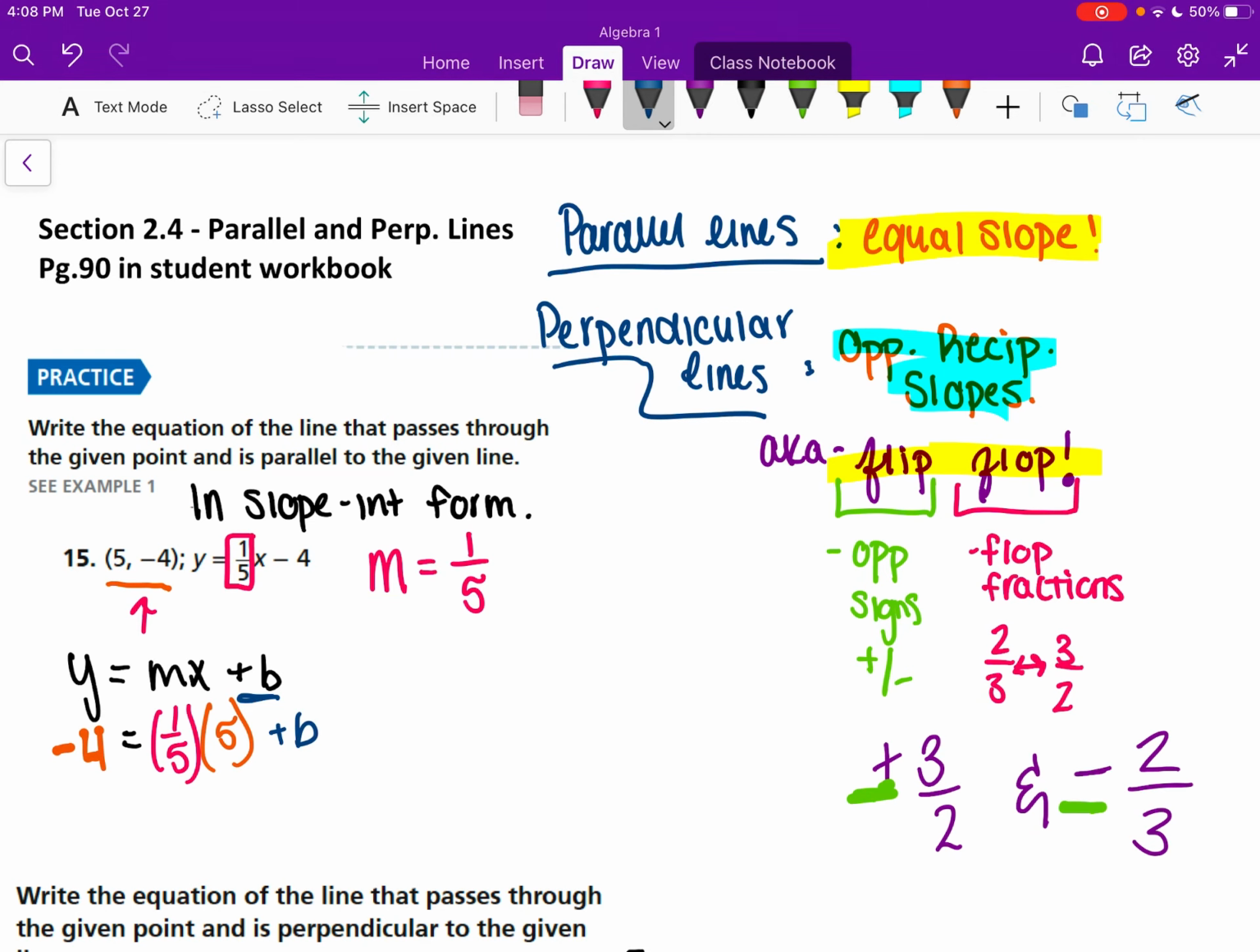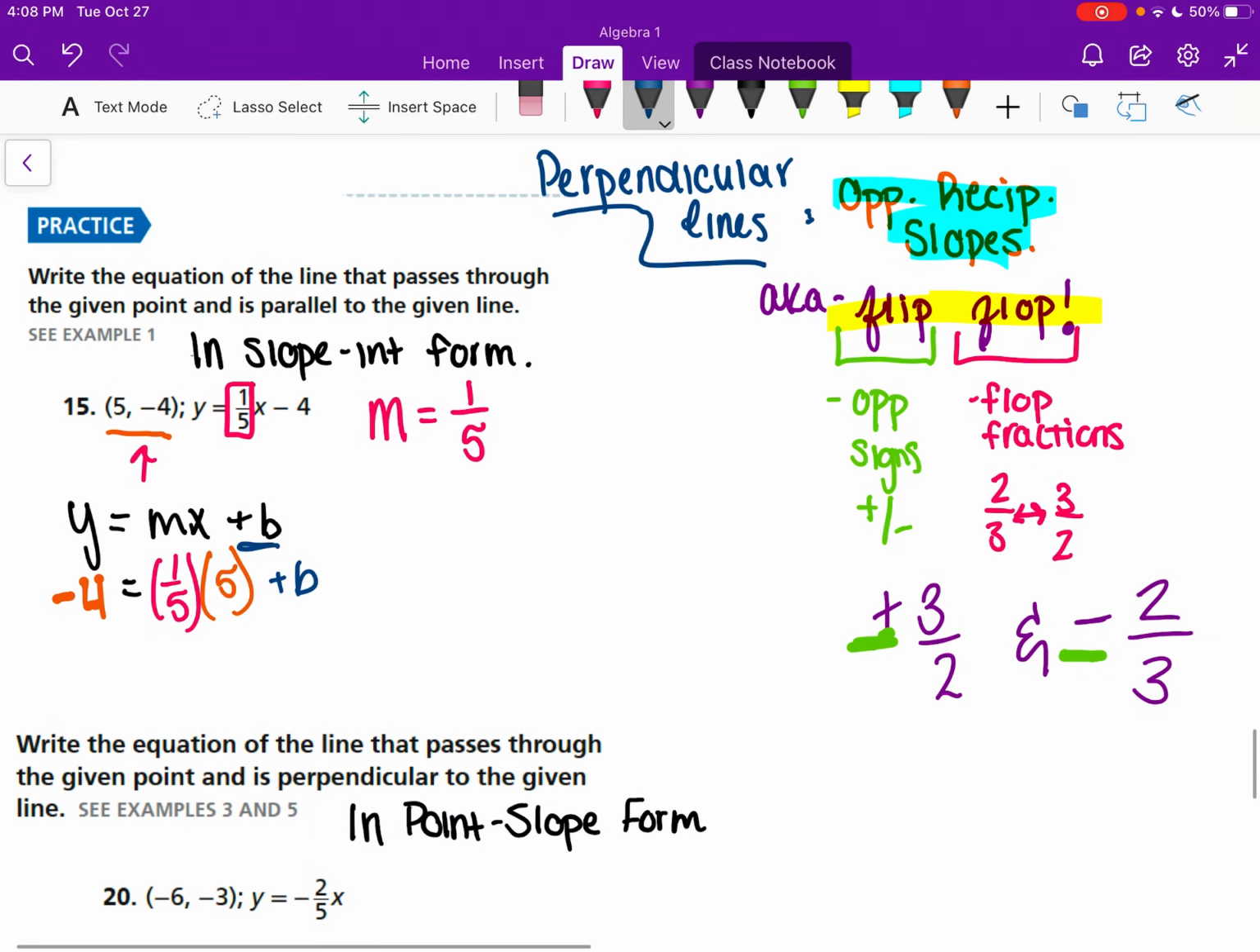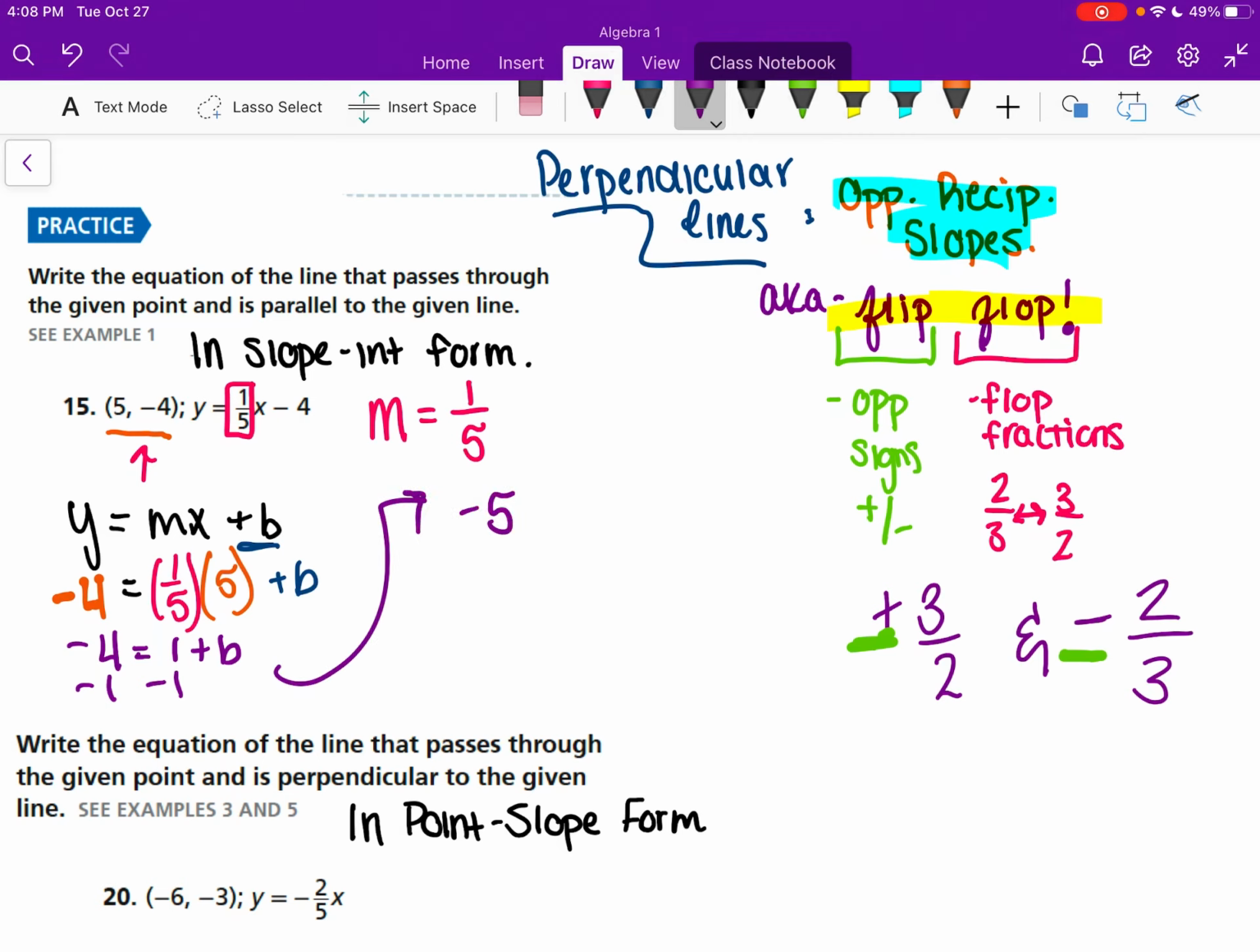So now 1/5 times 5, you can pull out your calculators and do it, but 1/5 times 5 is just 1. So we end up with -4 equals 1 plus b. If I subtract the 1, -4 minus 1, check your math, -5 is our b value. So we know our b, we know our m. We can write our equation: y equals 1/5 x minus 5.